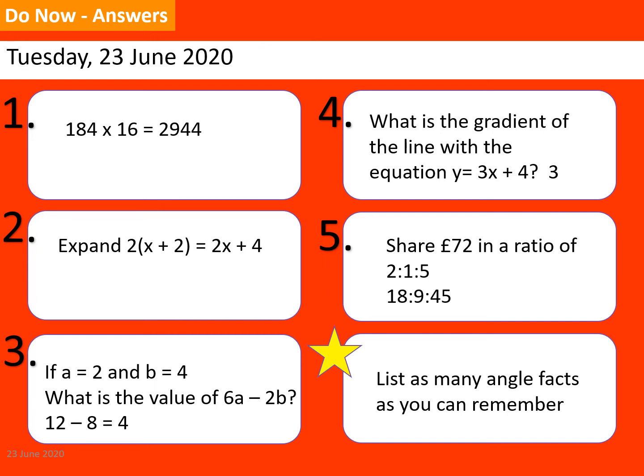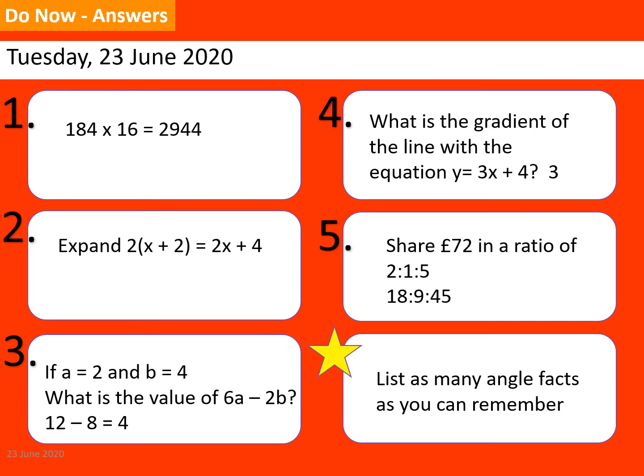Question 5. Share £72 in a ratio of 2 to 1 to 5. So therefore, I have got in total 8 parts. So if I take my £72 and I share it equally between each of these 8 parts, that would mean that 1 part is worth 9. So therefore, 2 parts would be 18, 1 part we have said is 9, and 5 parts would be 45. So the answer is 18 to 9 to 45.